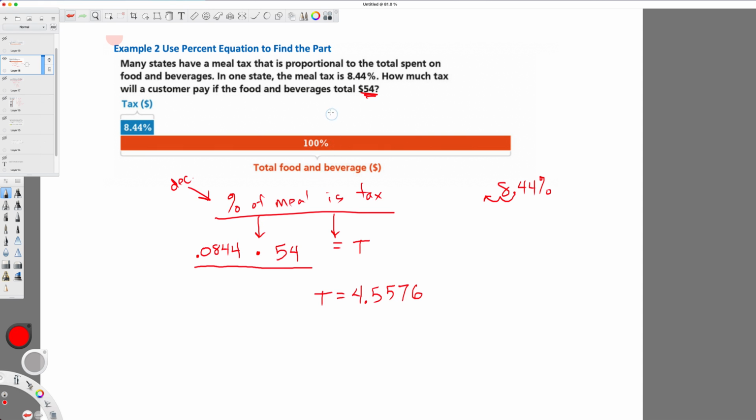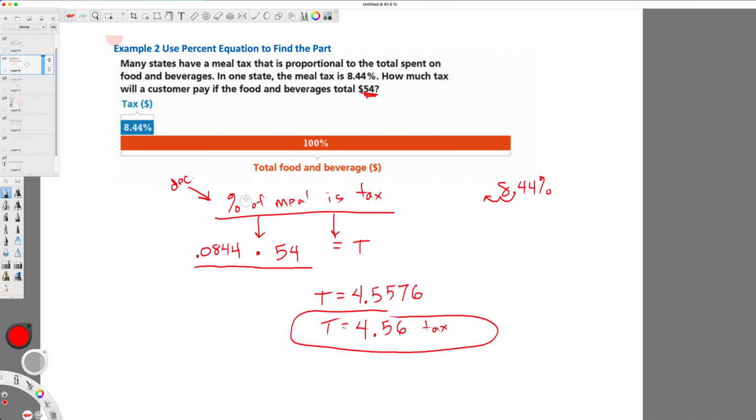This is what my calculator says, 4.5576, but it's a cost. You pay it in dollars and cents. So this is probably going to be rounded to $4.56. And I'm going to label that tax. And there we go. So on a $54 meal, 8.44% of that is the tax that they'll add on. And then you'll probably, hopefully, leave some sort of a tip as well. And those are typically percents also.